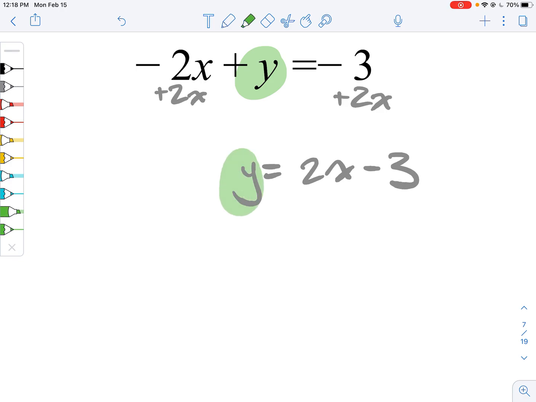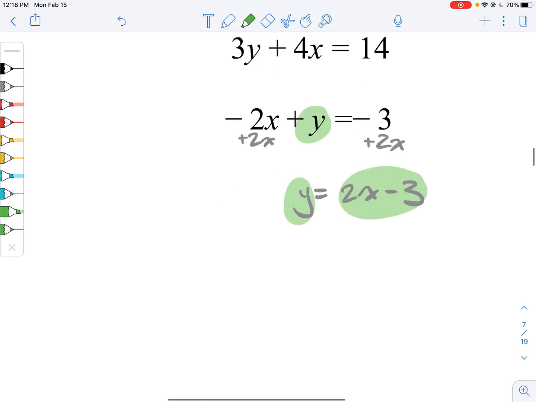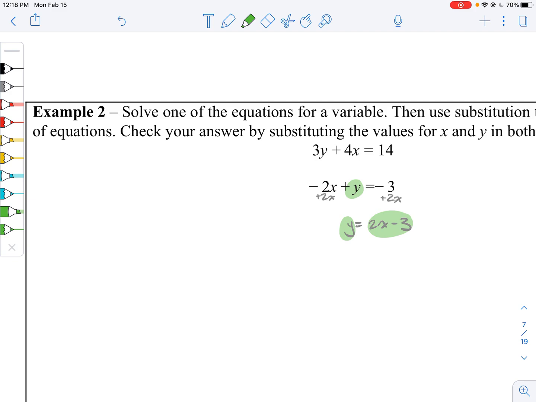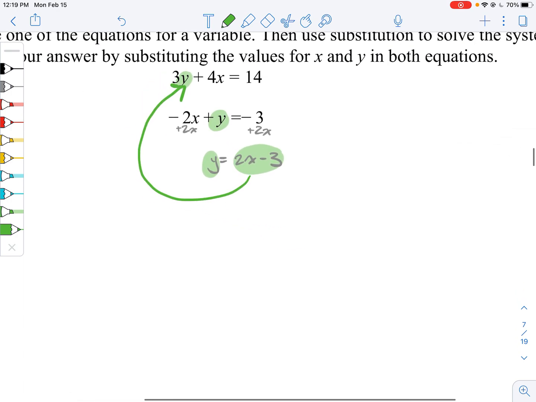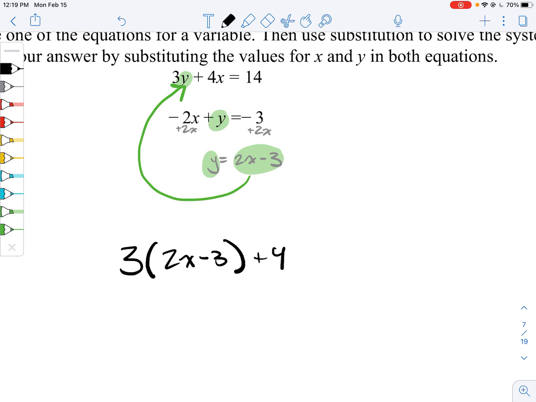So if y equals 2x minus 3, I can take this and substitute it back into the first equation, because I know that y equals 2x minus 3. So let's do that. That gives us 3 times (2x minus 3) plus 4x equals 14. Again, the original equation was 3y plus 4x equals 14, but I substituted my value for y.